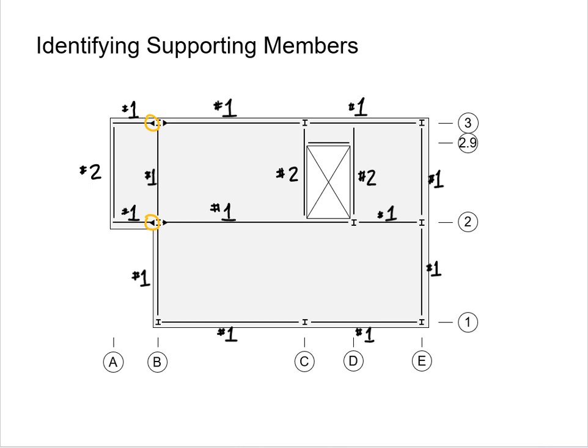Now we look for any members that are not labeled and attach at least one end to a member labeled number 2. Label these number 3. In this example, there is 1.